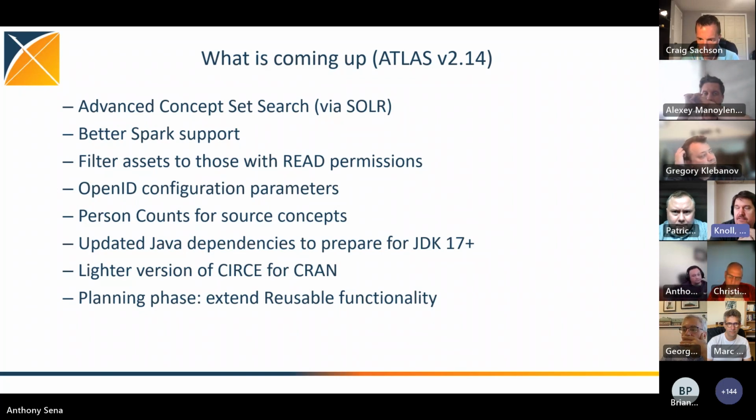We have added features for additional OpenID configuration that has been reviewed and approved into the next release. We have implemented person counts for source concepts. The current implementation as of 2.13 was we actually did record counts for source codes, but we didn't do person counts for source codes. So that was just a matter of introducing those analyses to Achilles and getting those counts aggregated up into our record count table.